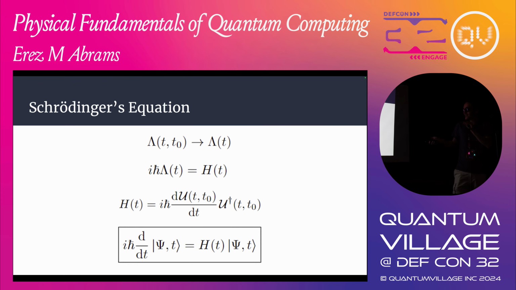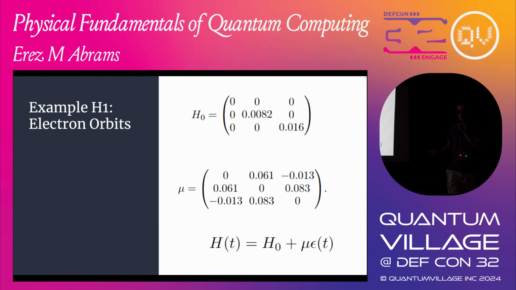So that equation works wonderfully if your Hamiltonian is time-independent. But we're going to be doing very general stuff here. When we're doing quantum computing, our Hamiltonians are pretty much always time-dependent. So this is the equation that we'll be using. Before I get on to the example, any questions so far?